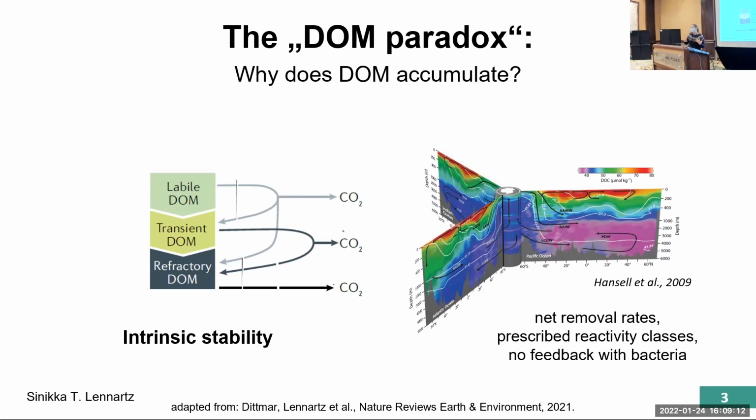And this is also how this is reflected in DOM models. So each of these pools gets then assigned a globally uniform degradation rate, and it's then decaying while traveling along the overturning circulation. So we're looking mainly at net removal rates based on these somewhat prescribed reactivity classes. And what I think is important in this context is that the heterotrophic microbial community is really the main degrader of the dissolved organic matter, but they are not really reflected in most of these models. So there's really no feedback with the actual consumers.